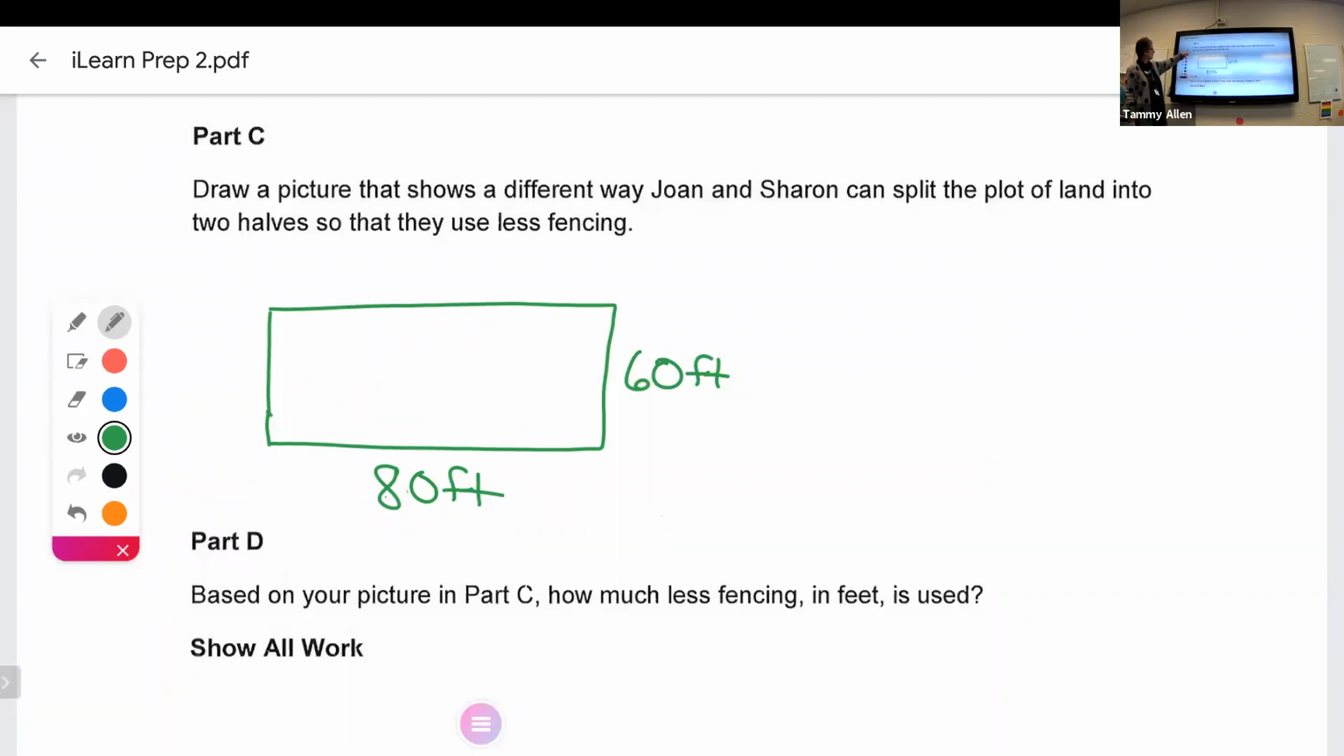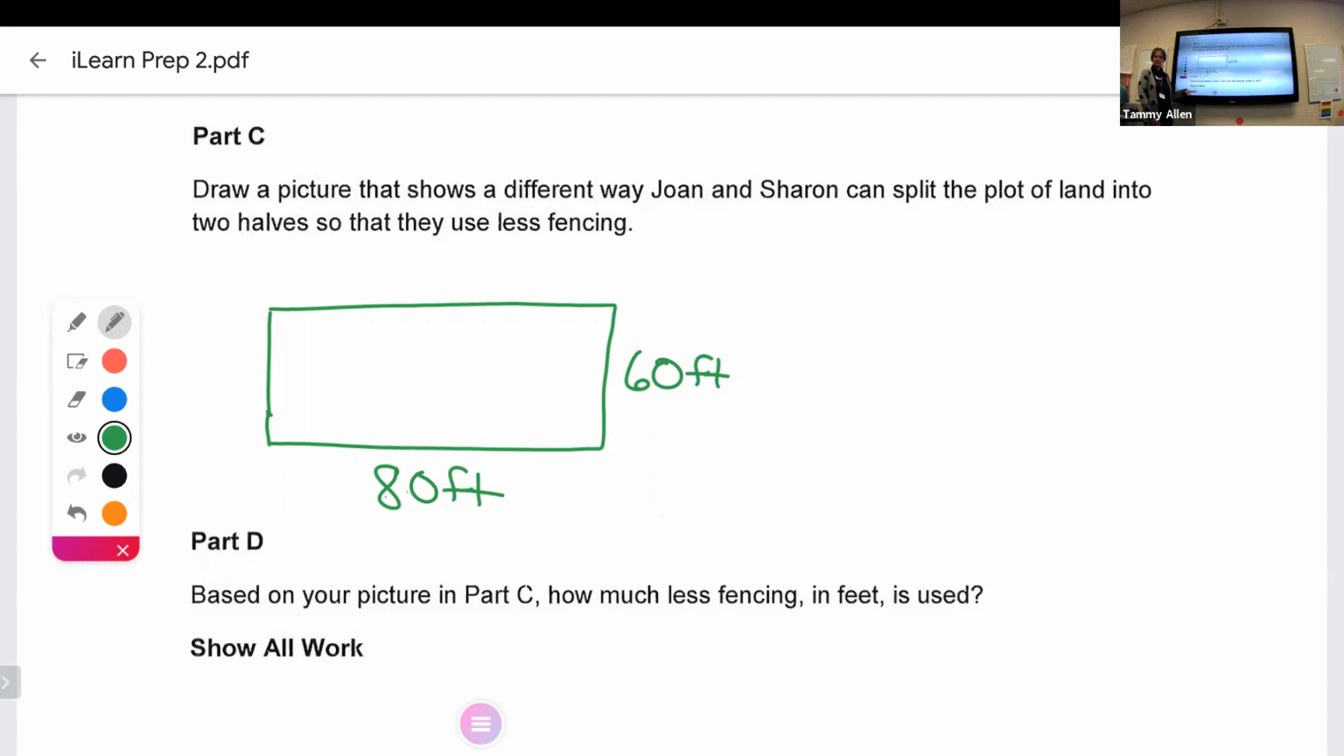Okay? You're going to draw within this picture a different way that they can split the plot of land into two halves so that they use less fence. We're not sharing our answers. You are going to do that on your own. Does that make sense? Okay? Based on your picture then, how much less fencing in feet is used? Show all your work here. There are different ways to show your work here. Does that make sense?